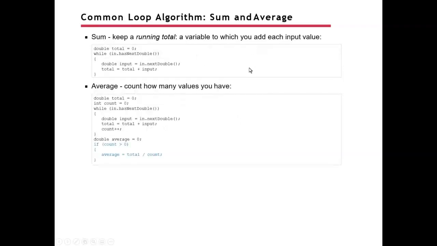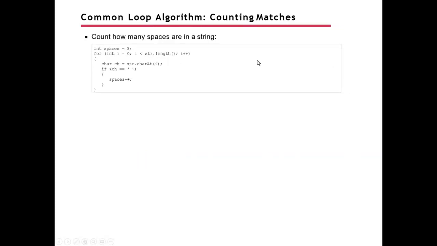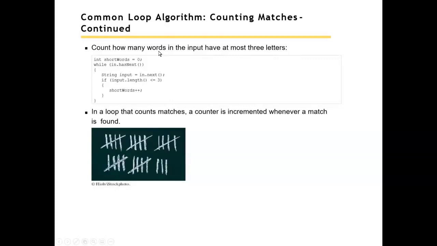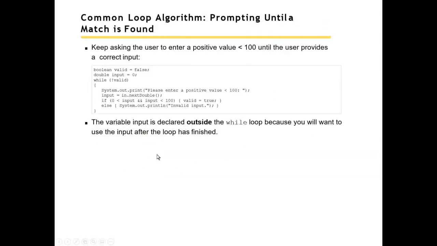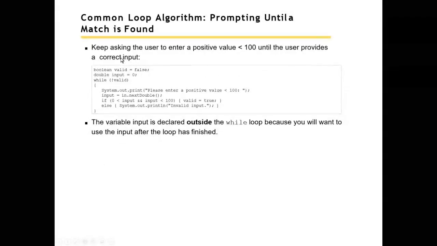So some common loop algorithms. Some keep a running total. As you go, you keep adding in the next value. An average, you count how many values you have and divide by it. Just basic math. You know, you want to count matches. Count how many words the input have at most 3 letters. Find the first match. That's basically a search through. Keep asking the user to enter a positive value until the user provides a correct input. So basically while we're waiting for something.